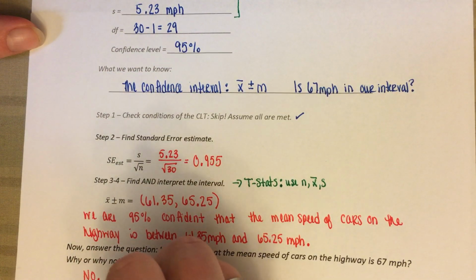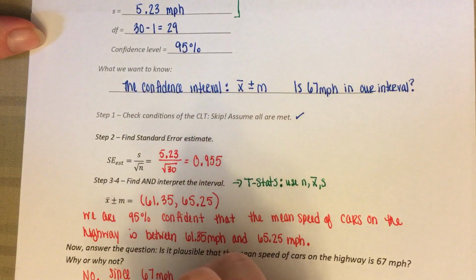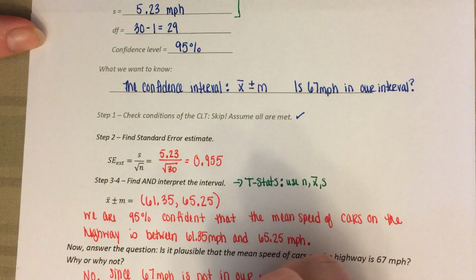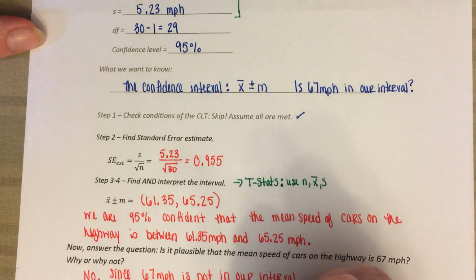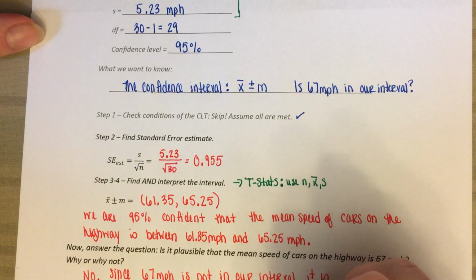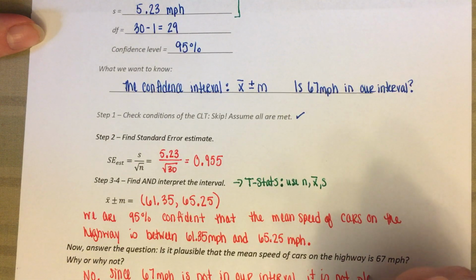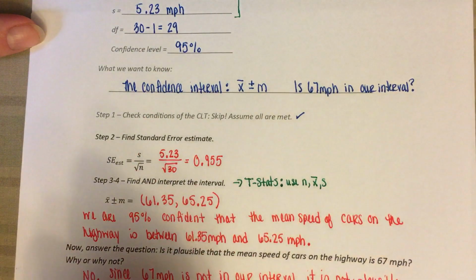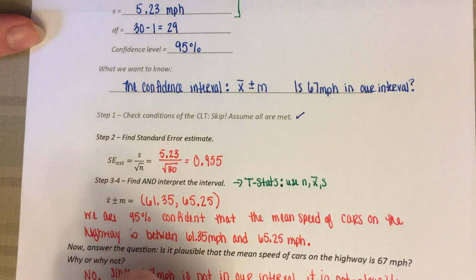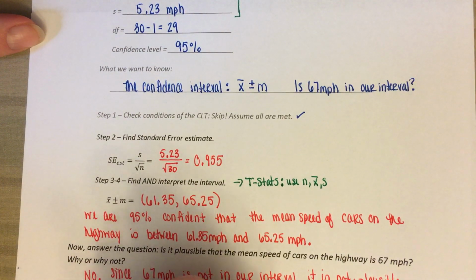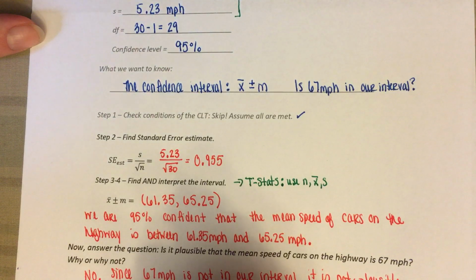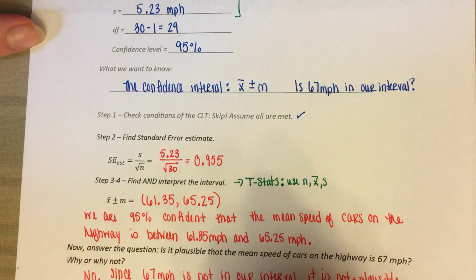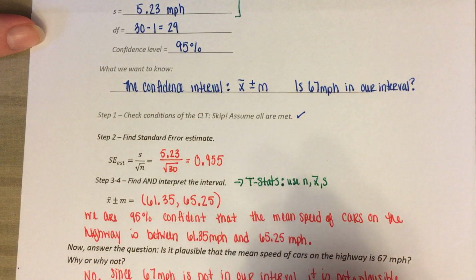Since 67 miles per hour is not in our interval, it is not plausible. That is not a plausible value for the mean speed of the cars on the highway.